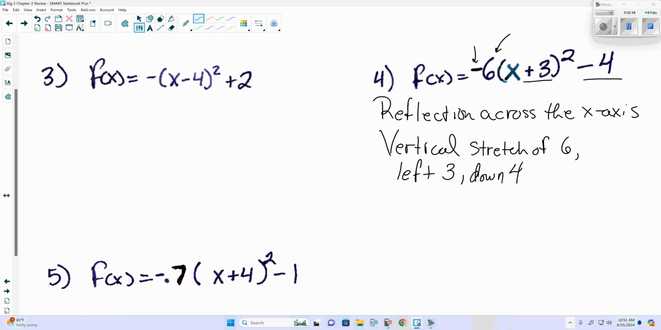So number 4 would be a reflection across the x-axis, vertical stretch of 6, left 3, down 4. Questions on this here? We feel good with number 4?